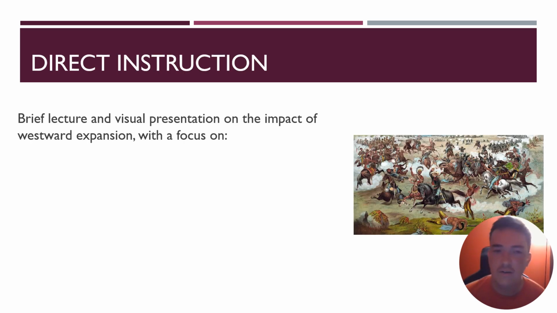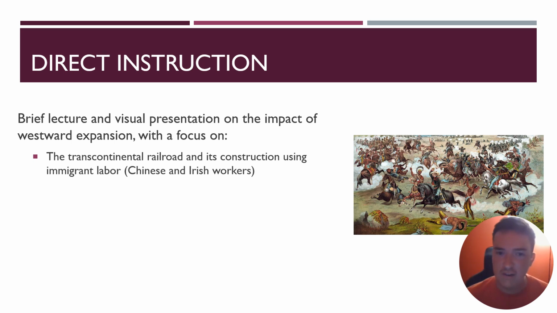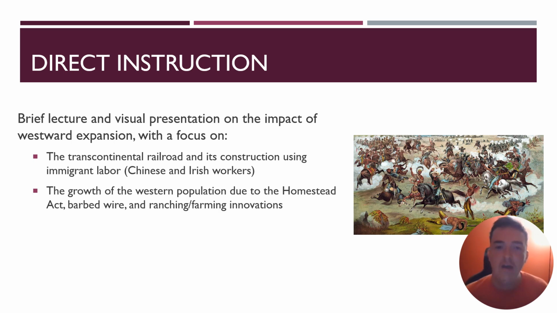So direct instruction to introduce or start off the topic would be a brief lecture and visual presentation on the impact of westward expansion, maybe recapping some westward expansion content we've already talked about earlier in the school year, with a main focus on the Transcontinental Railroad, the use of immigrant labor, where you have Irish in the east, Chinese in the west, eventually the meetup point, and then the impacts of that. And as a result of that, we see this movement out west.